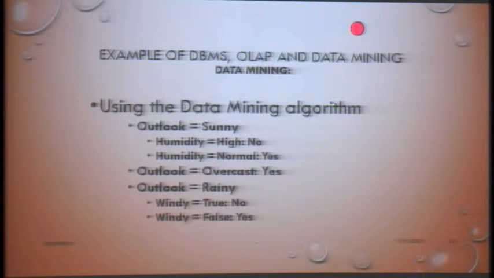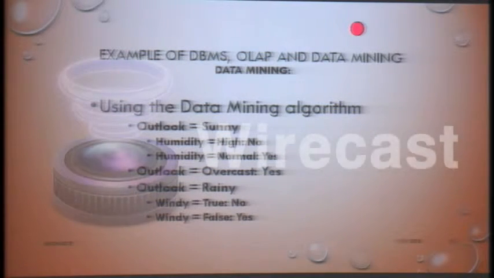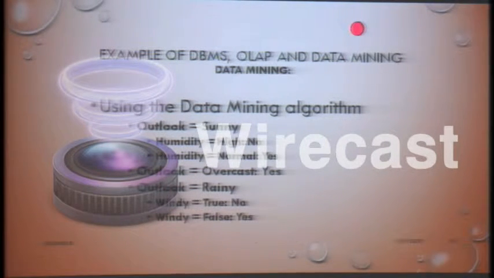Next is data mining. How do we write the data mining algorithm? One type is the decision tree. Here's the example of data mining. It says outlook is sunny. Outlook की value अगर sunny है, humidity is high है, you can say go for play or not. It is no. Humidity is normal.